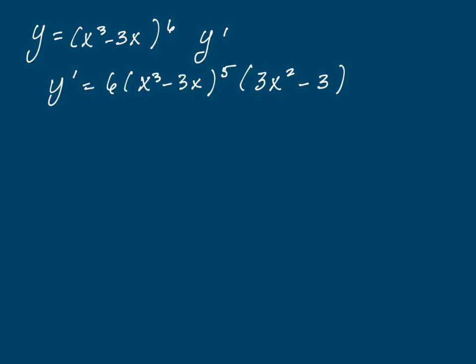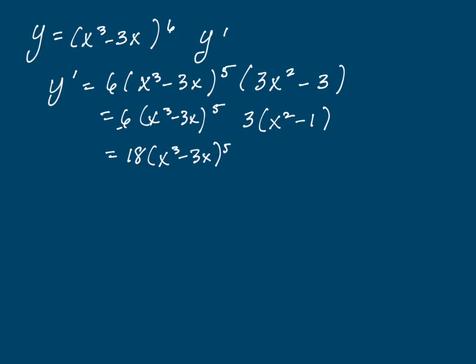So now let's see. Hang on, 3x squared minus 3. We're going to pull a 3 out here. We can factor out a 3. So equals 6x cubed minus 3x to the 5th. We can't do anything with that because it's got a 5th power, but we can do this: 3 times x squared minus 1. And then that gives us 18 times x cubed minus 3x to the 5th and x squared minus 1. So that's the answer to number, what number was that?